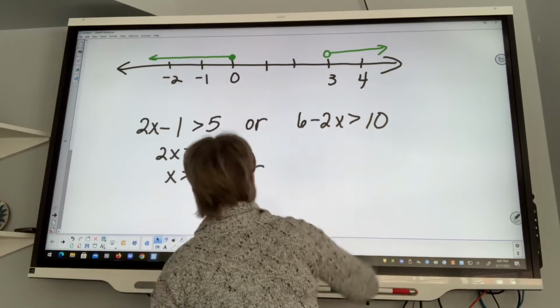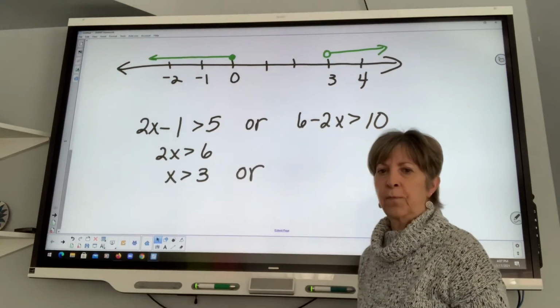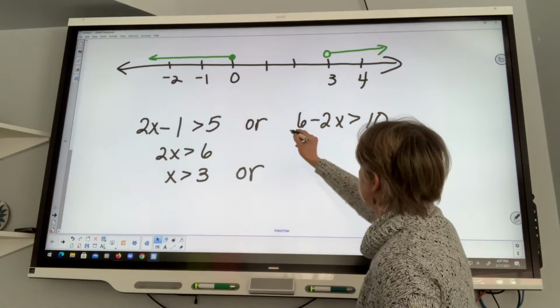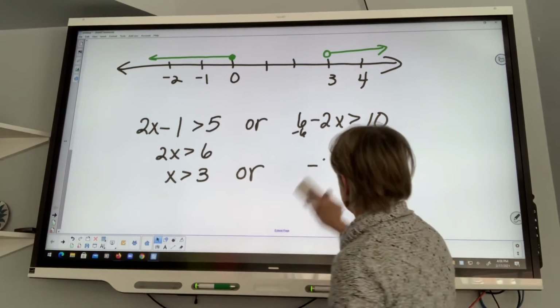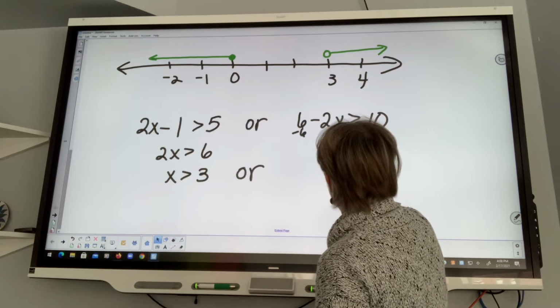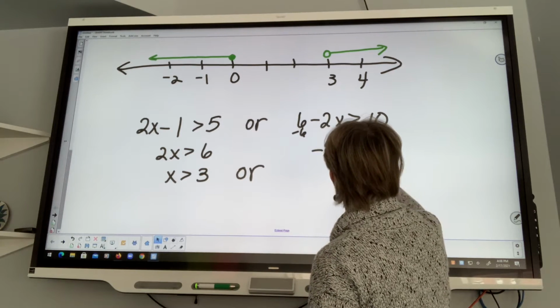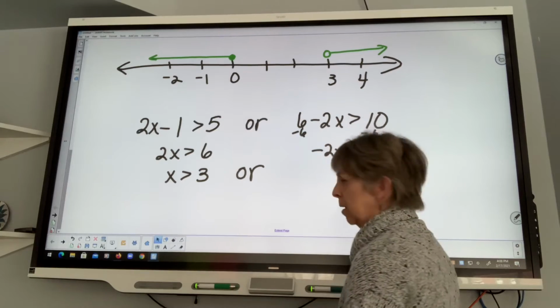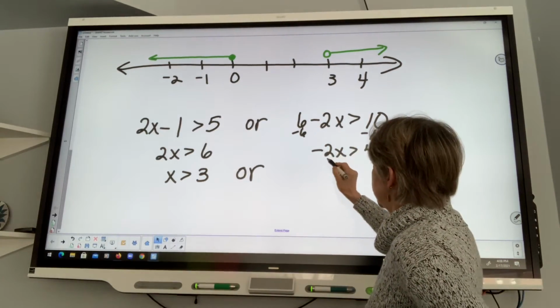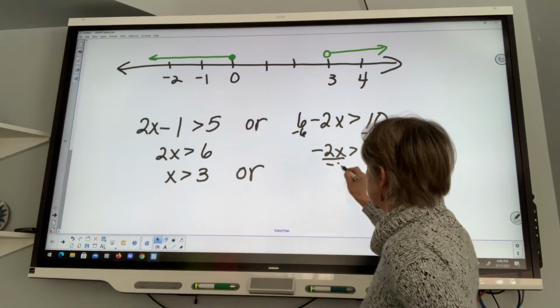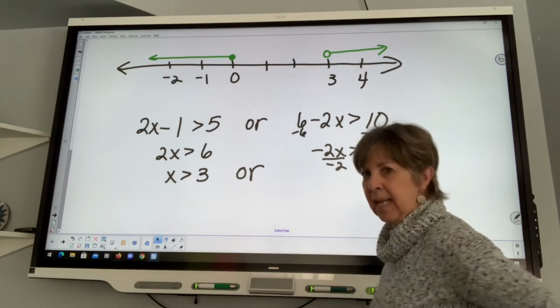Or I'm going to solve this one. First step to solve this one is to subtract 6 from both sides. So I'm going to be left with -2x is greater than 4. Now be careful here. What's my next step? I have to divide both sides by -2.